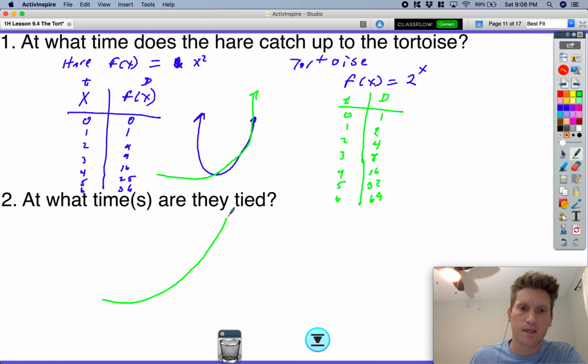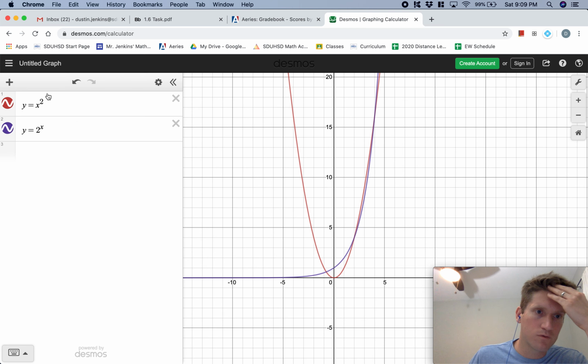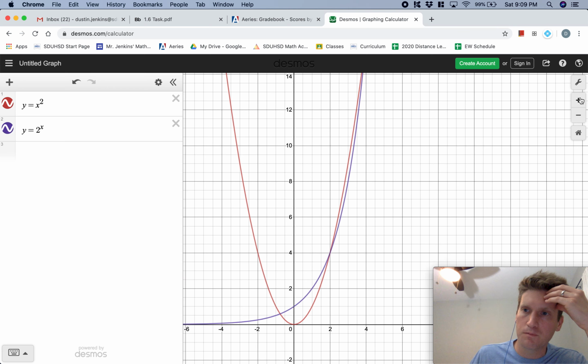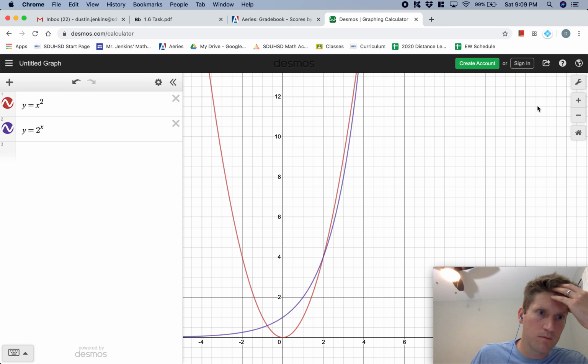It says, if the race was very long, who wins, the tortoise or the hare? So really quickly, I'm going to bring up a Desmos graph. This just illustrates the two graphs. So really quickly, the red one represents the turtle, while the purple one represents the other way around. The red one represents the hare, while the purple one represents the tortoise.